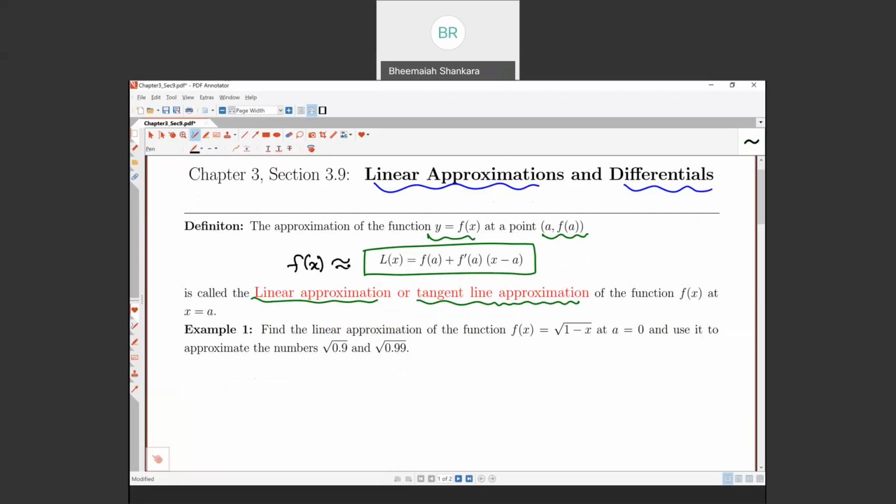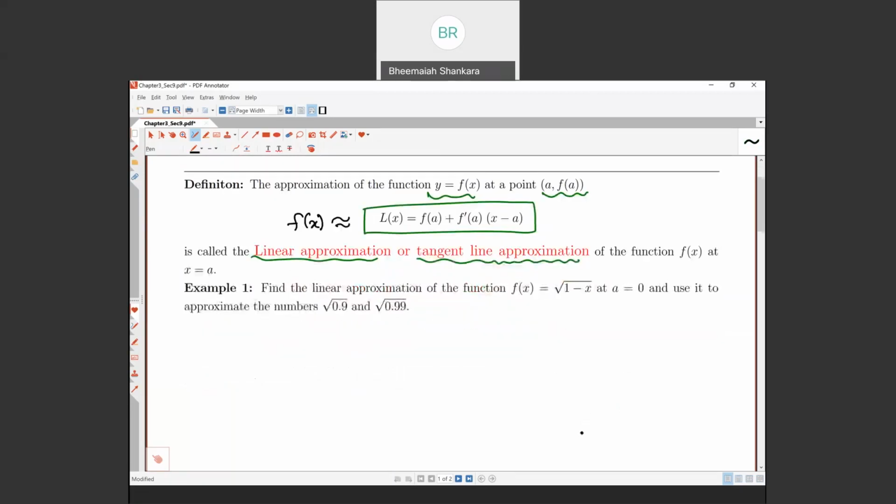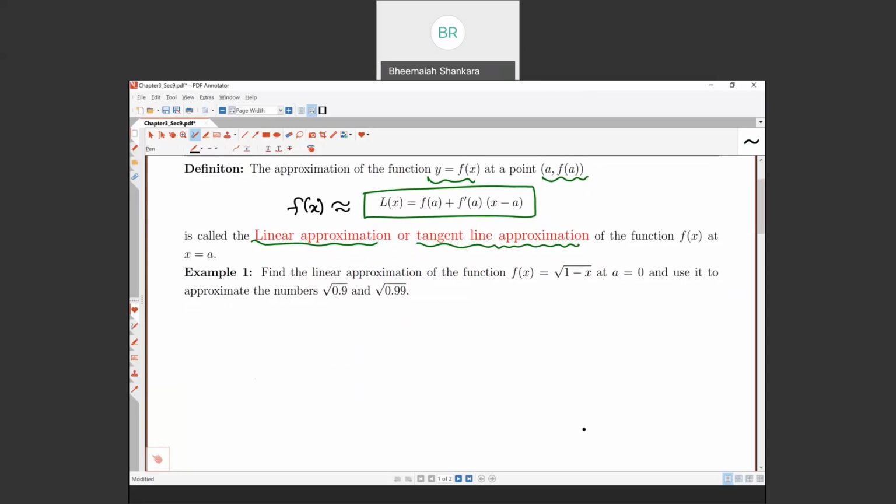So the first example: find the linear approximation of the function square root of 1 minus x at a equals 0, and use this to find the square root of these two decimal values. So let's do this. You want to first read carefully at what point you are finding the linear approximation, a equals 0. So do write a equals 0. And then you write f of x equals the function given, square root of 1 minus x. Evaluate this at 0. So this is square root of 1 minus 0. Simplify, you get 1.